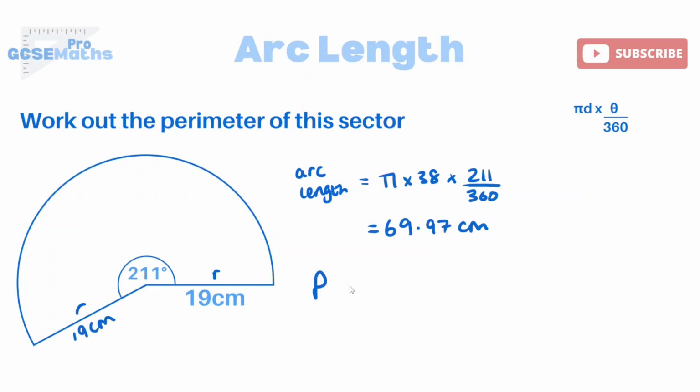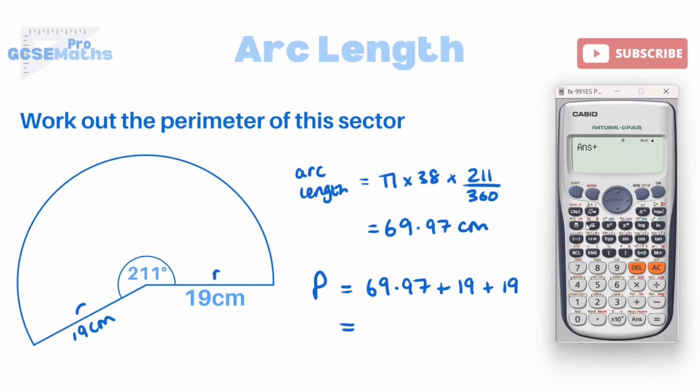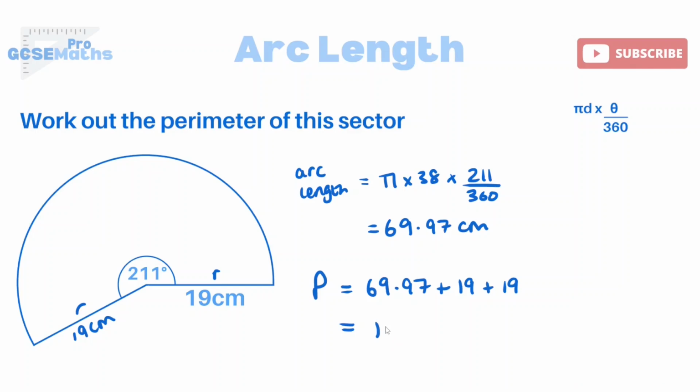Now though, if I want the whole perimeter, I'm going to need to take that 69.97 and add 2 lots of 19 because there are 2 other sides. So I'm going to take my answer, put plus, and it'll copy that whole answer there, 19 plus another 19, which gives me 107.97, which if I round it to 1 decimal place is actually 108, isn't it? 108.0 to 1 decimal place. Okay, there we go. So that's the only difference. If you double check, have they said arc length, which is just the curved bit, or have they said perimeter, which is all of the sides added together additionally? So it's an additional step at the end.